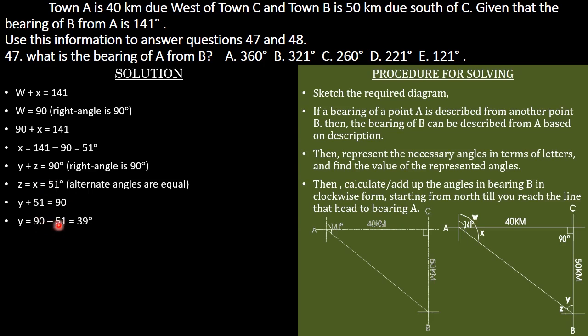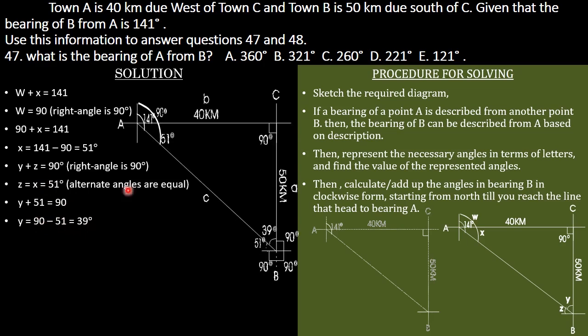Here is the diagram. We have z to be 51 degrees and y to be 39 degrees, because the sum of 39 and 51 degrees is the right angle. Now they said we have to find the bearing of A from B. That is, we have to start calculating from the north here to the line joining point B to point A.